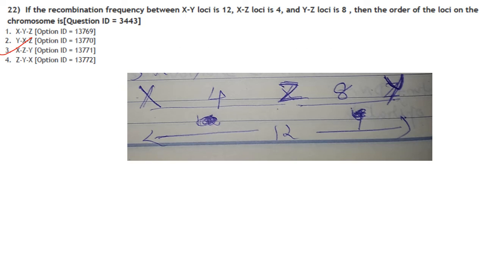The next one. If the recombination frequency between XY locus is 12, XZ locus is 4, YZ loci is 8, then the order of the loci on the chromosome is. So they have given XY is 12. So if you mark X and Y at the ends of this particular line, that whole thing will be 12. And 4 plus 8 also will be 12. So YZ loci is, that is over here, this is 8, and XZ loci is 4. So the order will be X, Z and Y. Option 3.